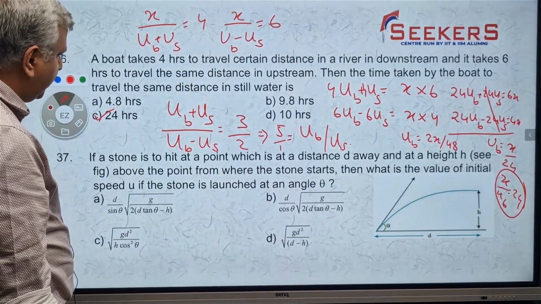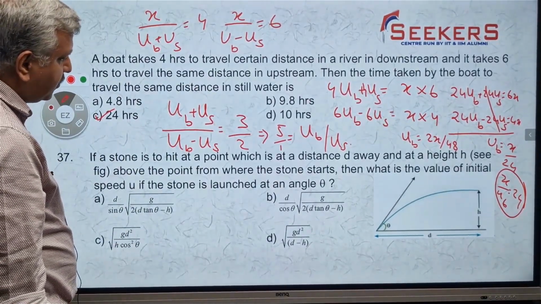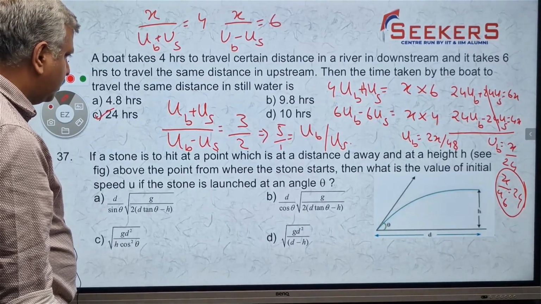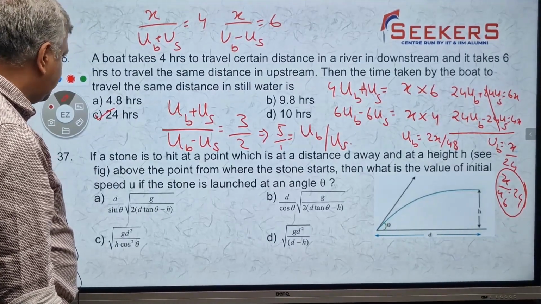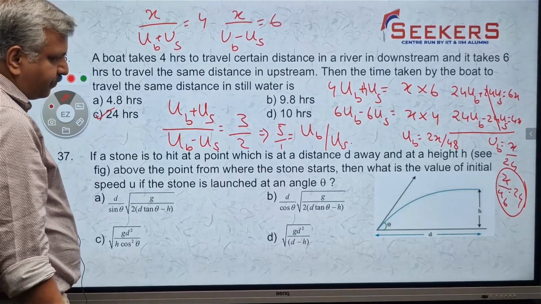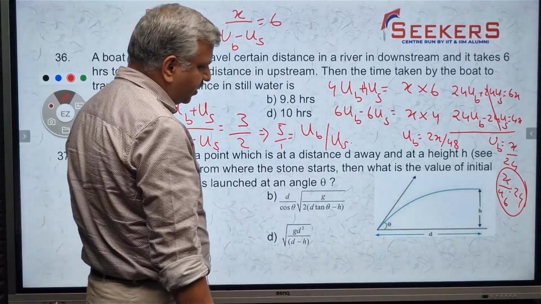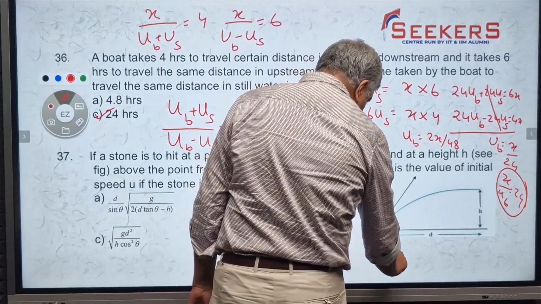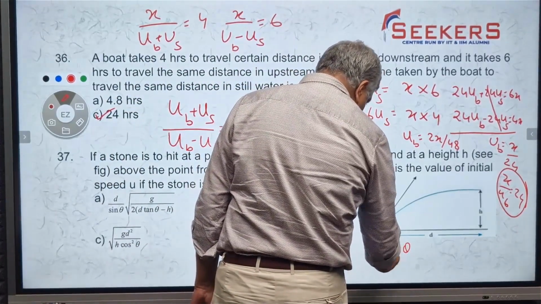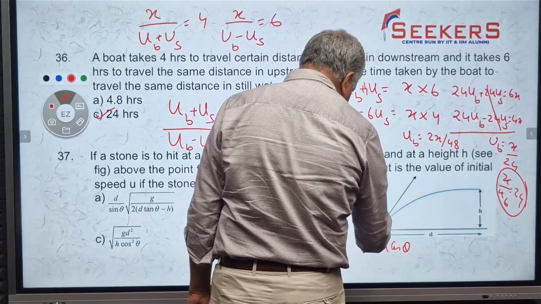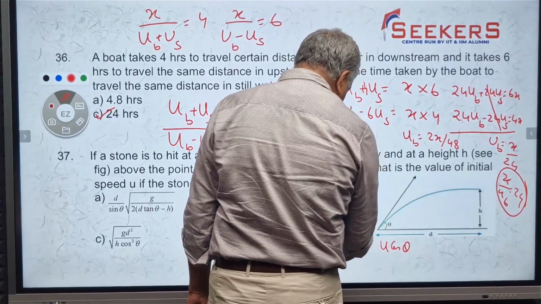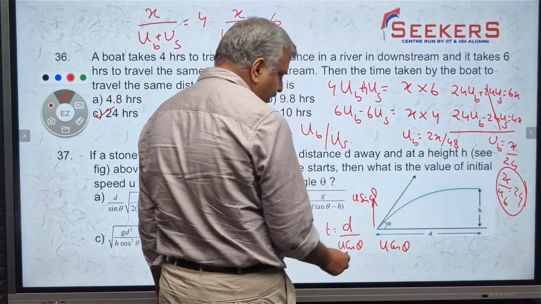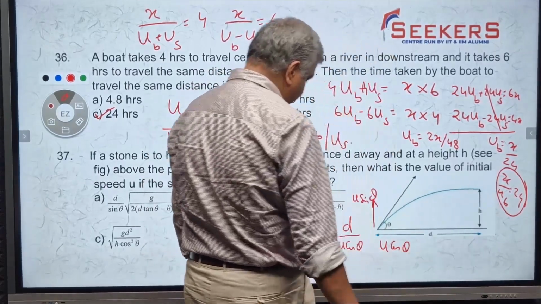If a stone is to hit at a point which is at a distance d away and at a height h above the point of launch, then what is the value of the initial speed if the stone is launched at an angle theta? So always I keep telling, in any projectile motion the time of flight is most important. So if it is launched with u, this becomes u cos theta is the horizontal velocity, then u sin theta is the vertical velocity. So the time taken for it will be d divided by u cos theta. Okay, so because there is no acceleration in this direction.